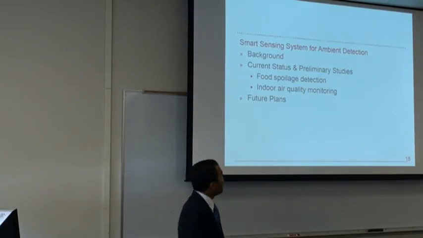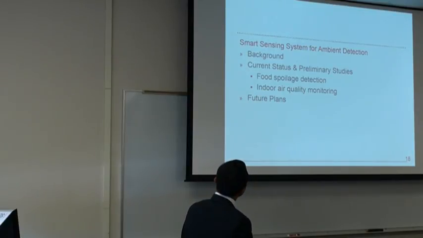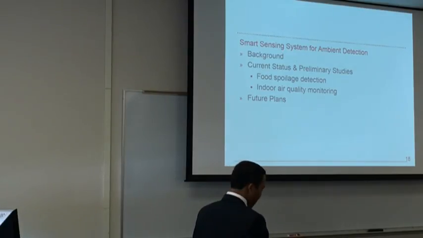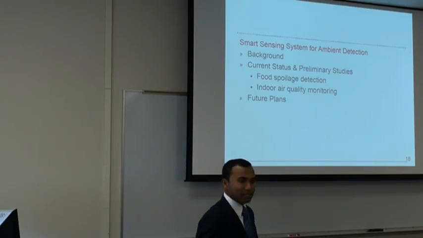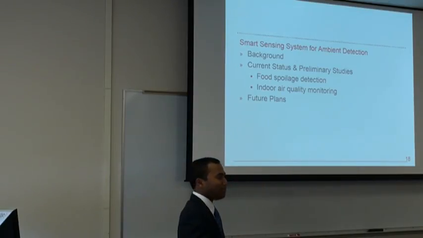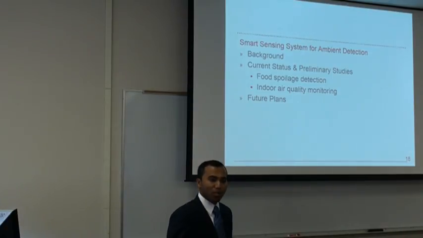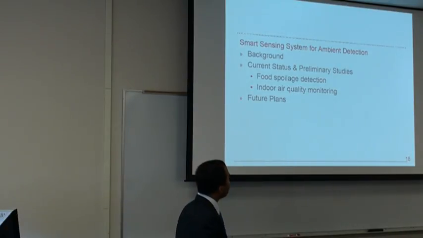Right. So my next topic is a smart sensing system for ambient detection. I'll talk about the background. I'll show you some of the preliminary results we have. To get initial results, we did something to detect food spoilage, how things look when the foods are fresh versus when they are spoiling, and also some results with that. We also looked at some of the work with indoor air quality and how things look when you test with different indoor air pollutants. And I'll talk about where I want to go with this project.